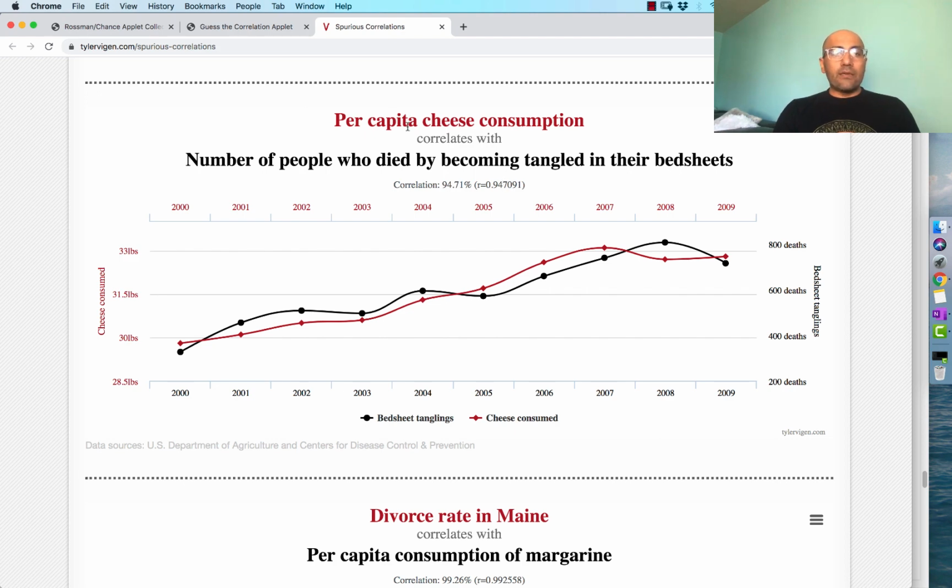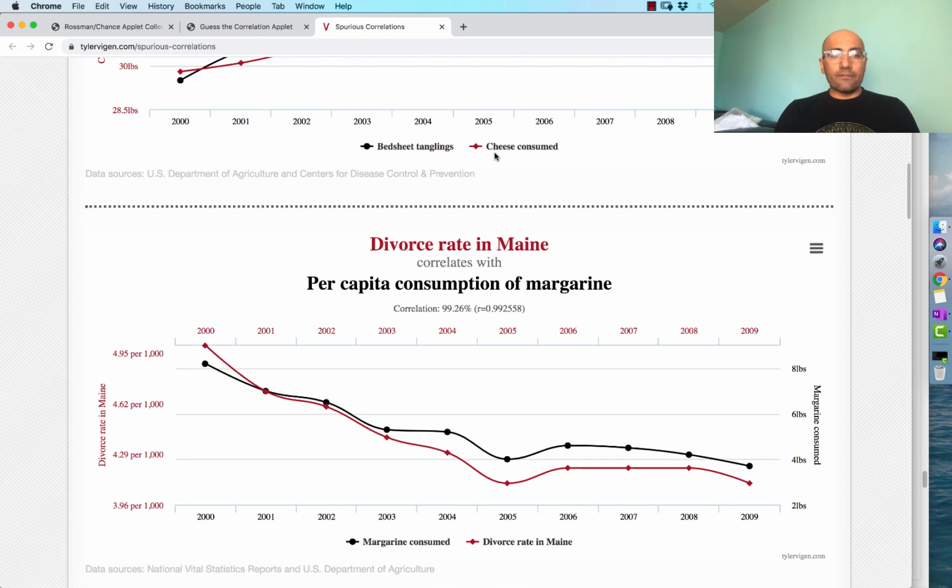So as we push to eat more cheese, if you see commercials that say eat more cheese, it would be dumb for someone to come in and say, oh no, that's going to increase how many people die of getting tangled in their bed sheets. Just because two things are correlated doesn't mean that one causes the other.